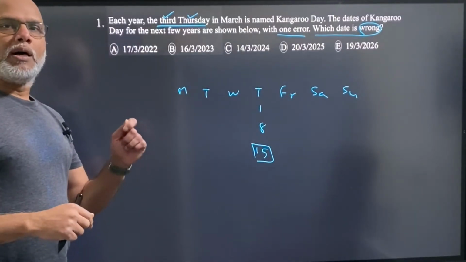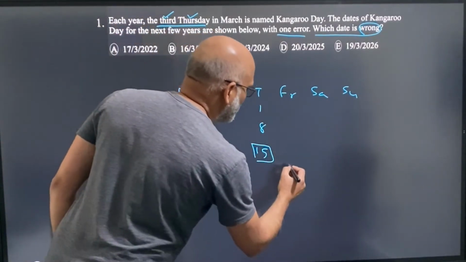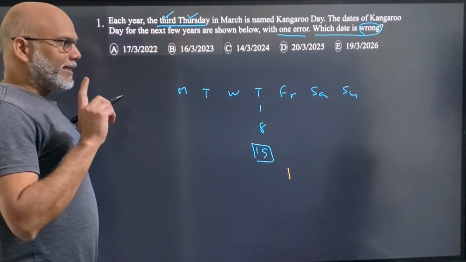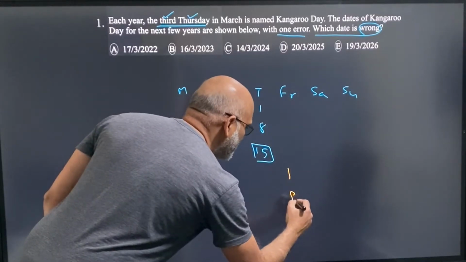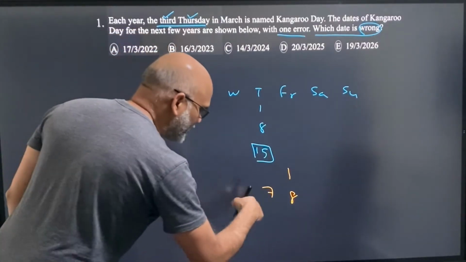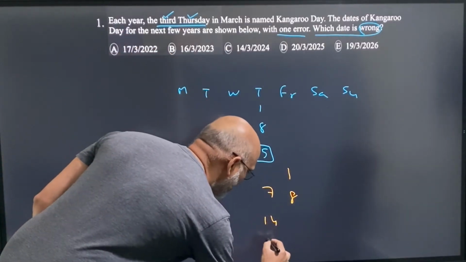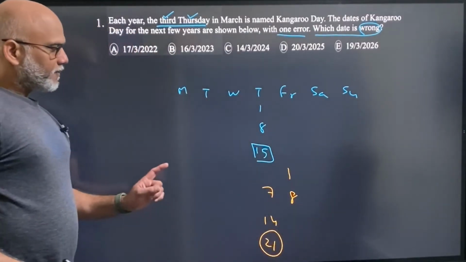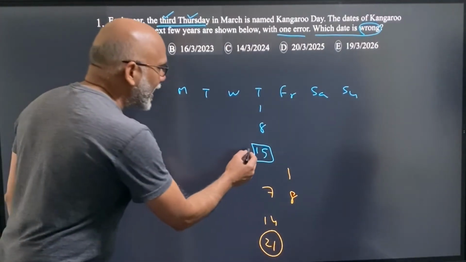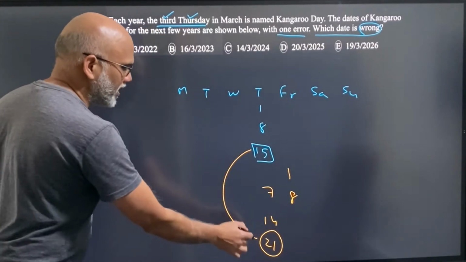Now, what is the highest possible date for a day to be third Thursday? In that case, the first of the month starts on a Friday, right? Then the next Friday will be plus 7, which is 8. So the Thursday will be the 7th. So this is the first Thursday. Second Thursday will be plus 7 is 14. And the third Thursday will be another plus 7 is 21. All right. So this is the largest possible date for a day to be third Thursday. So any other possible third Thursday must lie between these two numbers, 15 and 21.